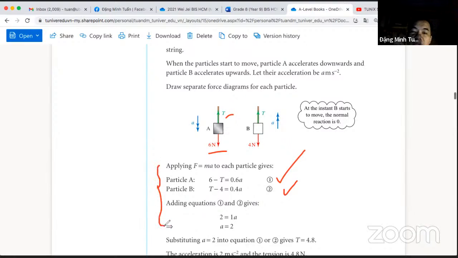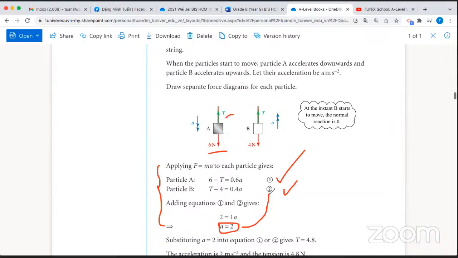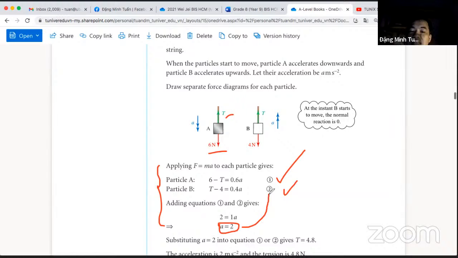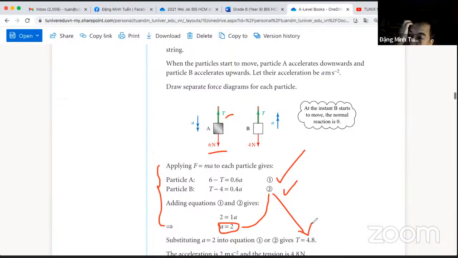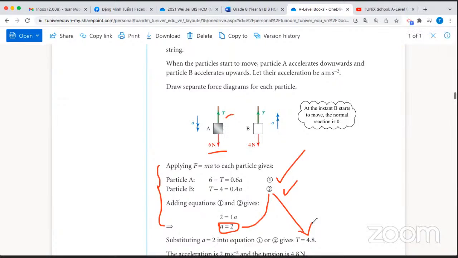After that, you can solve the system of equations. You can find the value of acceleration A is 2. And when you find the value of A, by substituting into the first or second equation, you can find the T. Here the T. You got the answer? Yeah, I got it.